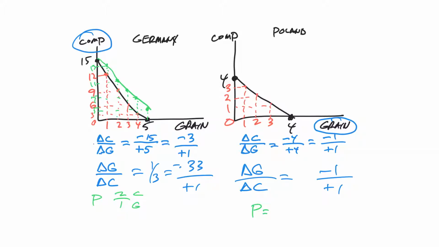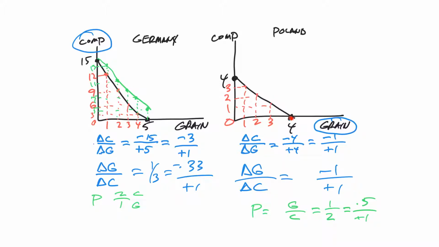Well, that means we want G over C. We want to know what one computer trades for. And that is 1 over 2. So we're just taking the reciprocal. What's 1 divided by 2? 0.5. Okay. So one computer trades for 0.5 units of grain.